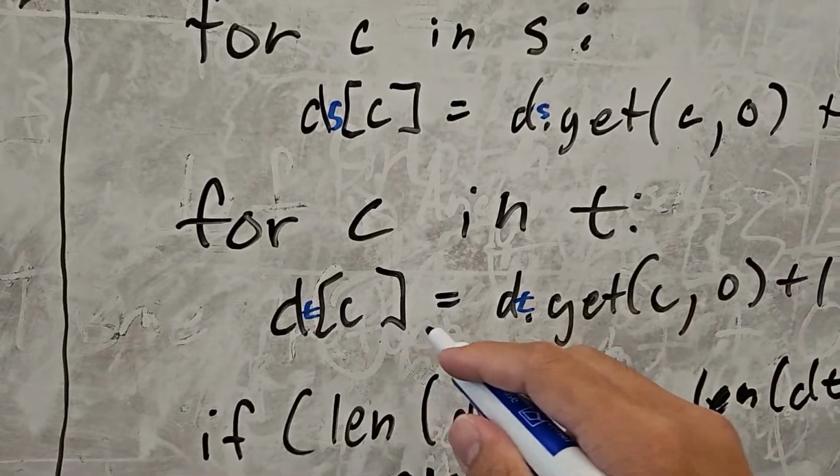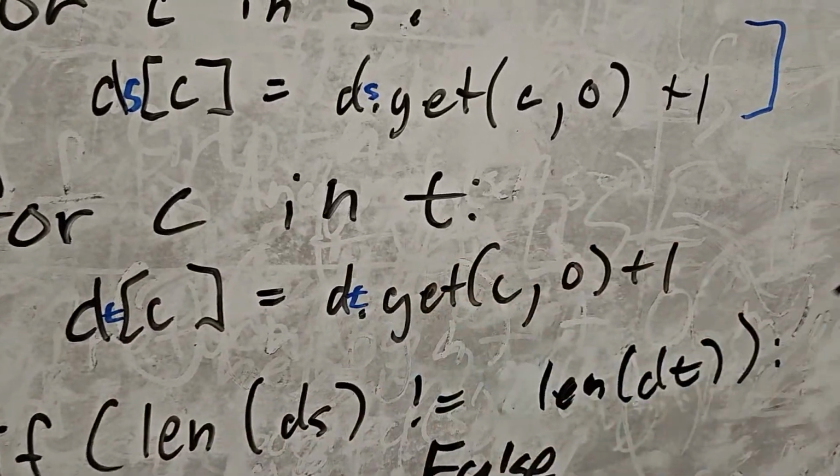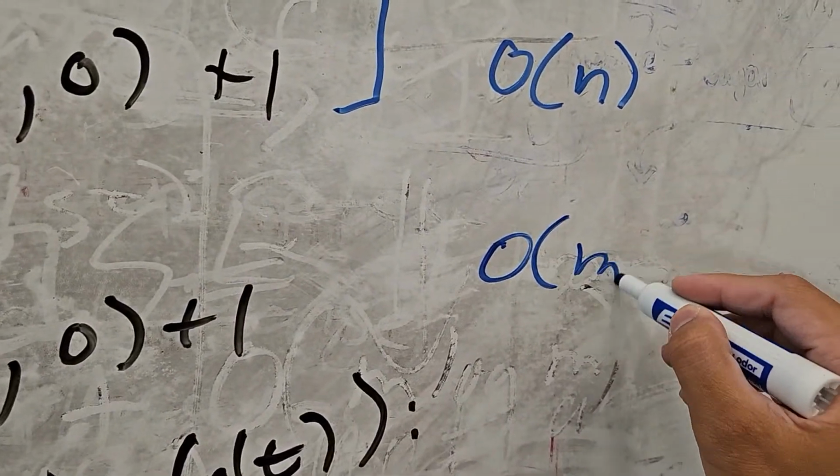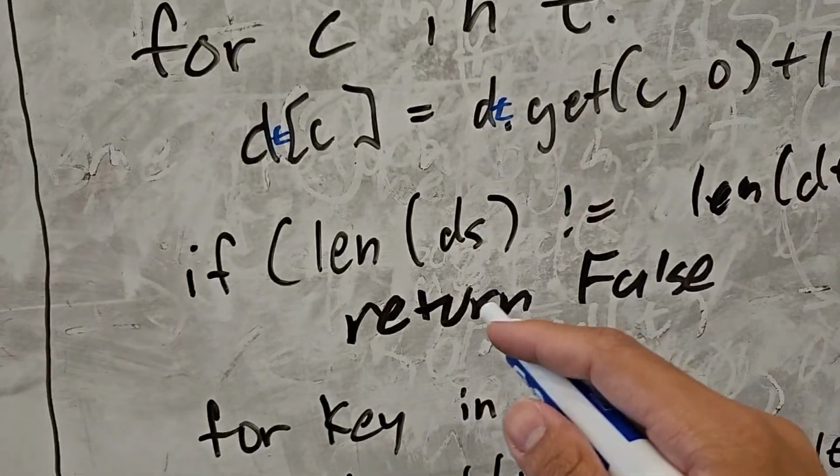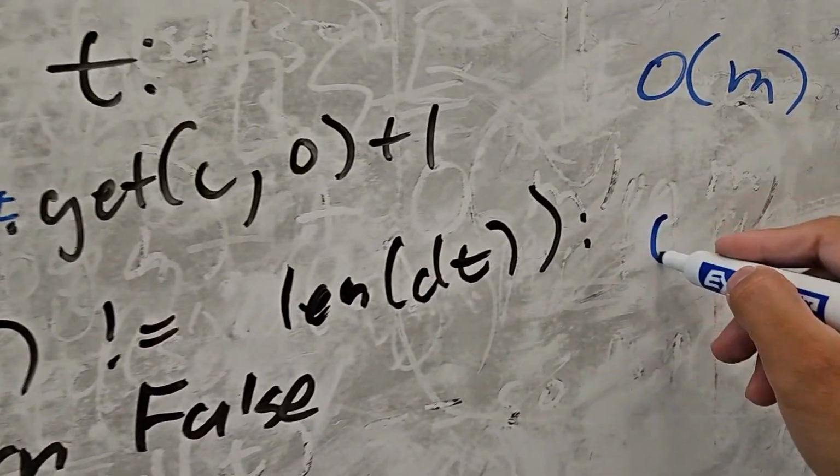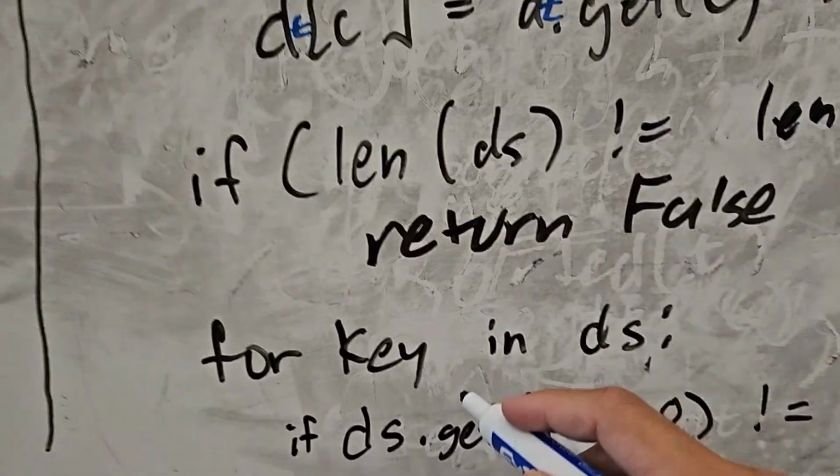n being the length of s, and iterating through the string t is still O of m, right? Such that m is the length of t. And then we're just gonna check the length here. I think this is still O of 1. So yeah, blah, blah, blah.